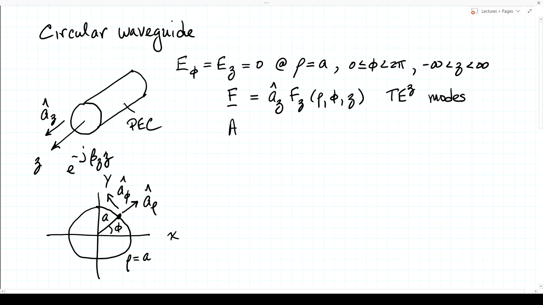And then in the other case, we'll take a magnetic vector potential that has only a z component that depends on rho, phi, and z, and we call those the TMz modes, because in those modes, the magnetic field is transverse to the z direction. There is no H z component.